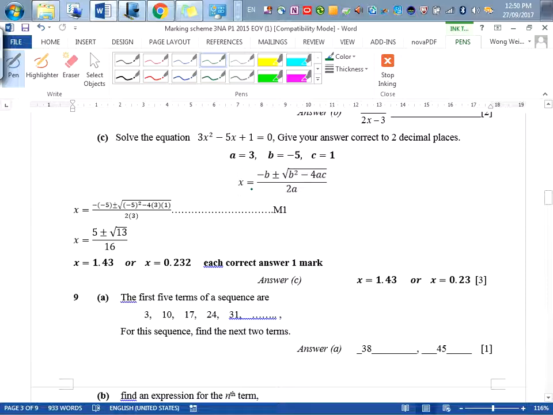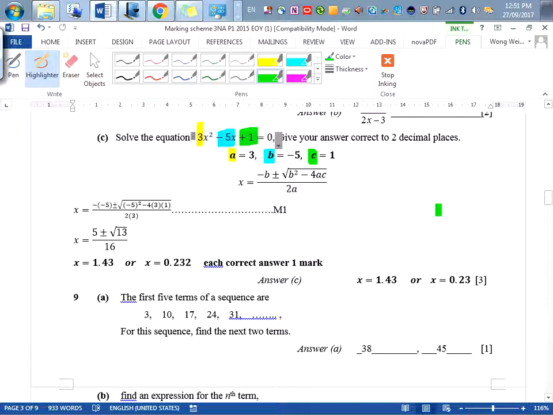No, not given. The question didn't give it, right? So it is not given. You need to memorize it. Take note of what is the value for A over here. Then B, which is negative 5. And the last one, C, which is positive 1.